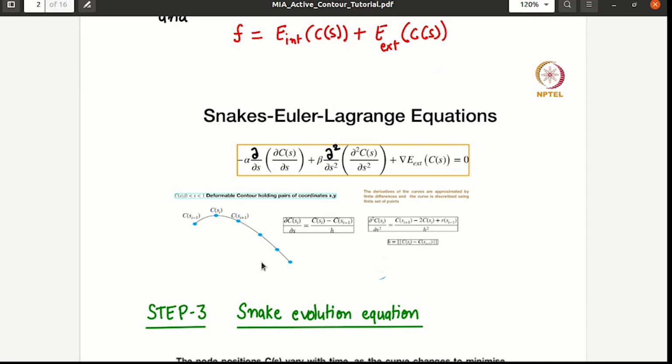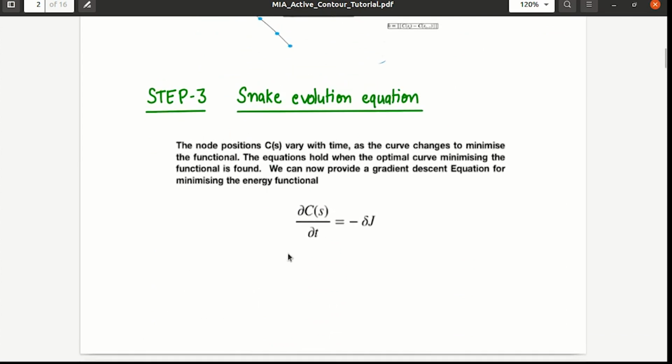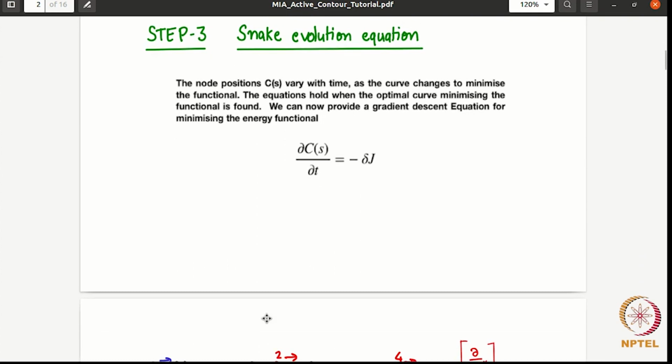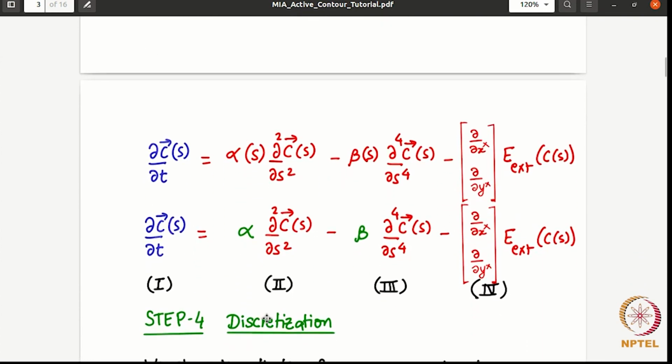Now, to find the snake evolution equation, that is step 3, we convert this problem into a pseudo-transient problem by introducing an unsteady term. So here is the unsteady term that we have introduced. And now we get the following unsteady equation. So when we do it, we get the following equation.